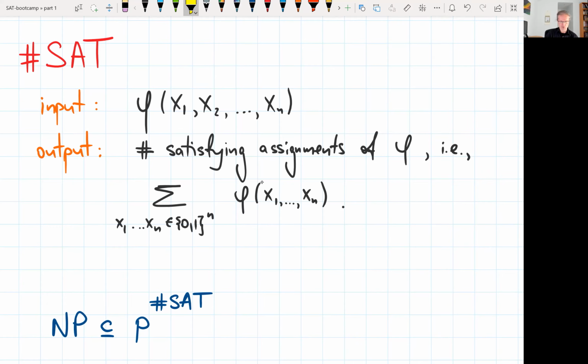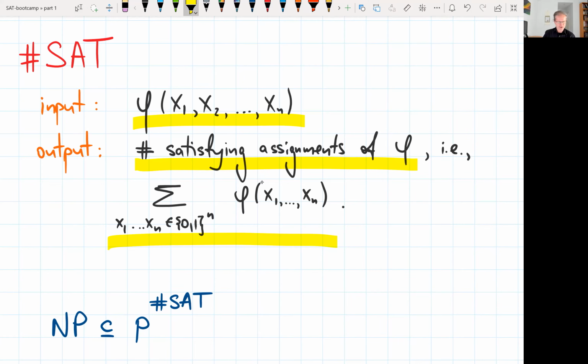You're given an input formula, maybe 3CNF, maybe a circuit, phi on n variables, and you want to output the actual number of all satisfying assignments for the formula phi, which can be expressed as this exponential summation where you try all possible Boolean assignments and evaluate formula phi on each and count 1 for each satisfying assignment and 0 for each unsatisfying one.